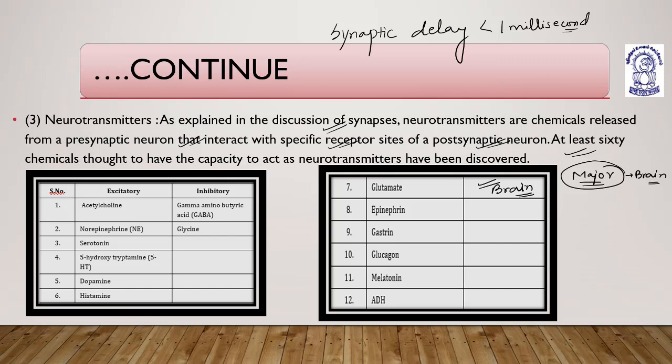So neurotransmitters are basically made up of acetylcholine, or glycine and GABA (gamma aminobutyric acid), or aspartate and glutamate. Acetylcholine is basically made up of biogenic amines. I'll write in the next page.